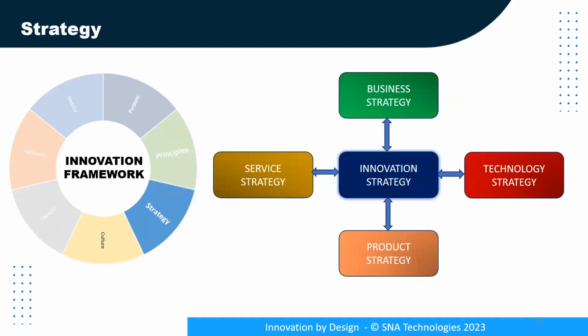And the next component is the strategy. As I said, your innovation strategy should be based on all the other strategies: business strategy, technology strategy, product strategy, service strategy, business model, or any other strategy that you can think of. So innovation strategy should not come in isolation. It should be in conjunction with all the other strategies within the organization.